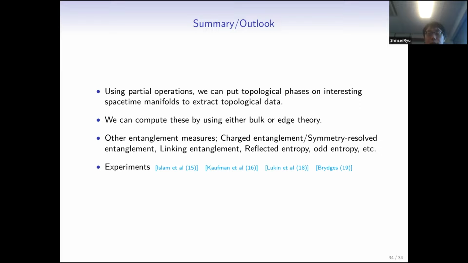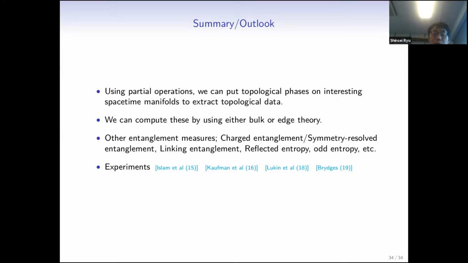There may be other entanglement measures which may be useful for our purposes, but unfortunately I didn't have time to discuss them. Just to mention a few keywords: there may be a symmetry resolution of quantum entanglement, where we can discuss quantum entanglement for each quantum number sector or in the presence of background gauge fields. They are known as charged entanglement or symmetry resolved entanglement. We could have spatial regions A and B which are geometrically linked. That's called linking entanglement. And there are other entanglement measures for mixed states, such as reflected entropy or Markov gap and so forth. There are many works on these quantum entanglement measures.